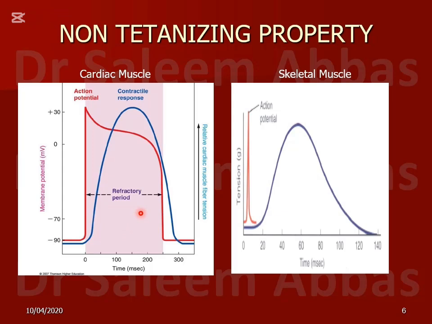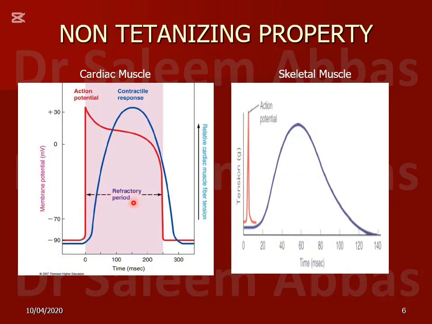As I have already told you, this is possible because of the long refractory period of the cardiac muscles. If you compare the refractory periods over here in the cardiac muscles with the refractory period over here, the duration of action potential of the skeletal muscle fibers is just 5 to 10 millisecond, while the duration of action potential in the cardiac muscle fibers is up to 250 or 300 millisecond. So this is quite a long refractory period.